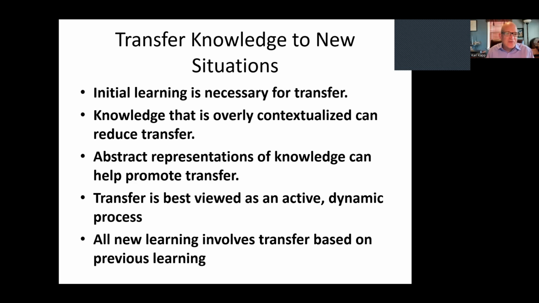And when you transfer knowledge to new situations, you want to follow this process, right? Initially learn what's necessary for transfer. Then you need knowledge that is overly contextualized to be eliminated, right? If it's too specific to this situation, you can't transfer it. And let the learners know, hey, some of the information is going to be very specific to this case, but other pieces of information such as this, this, and this can be transferred. Focus on that by creating abstract representations of knowledge.